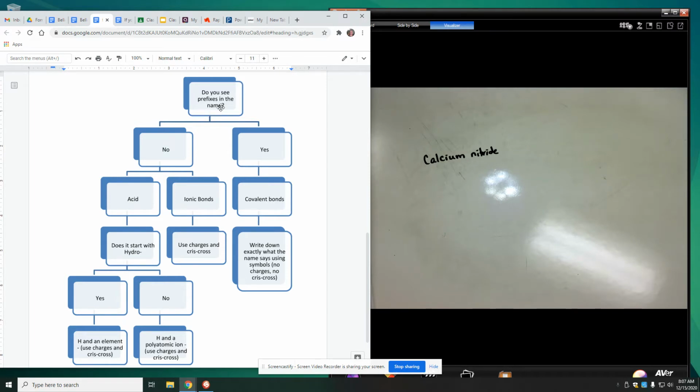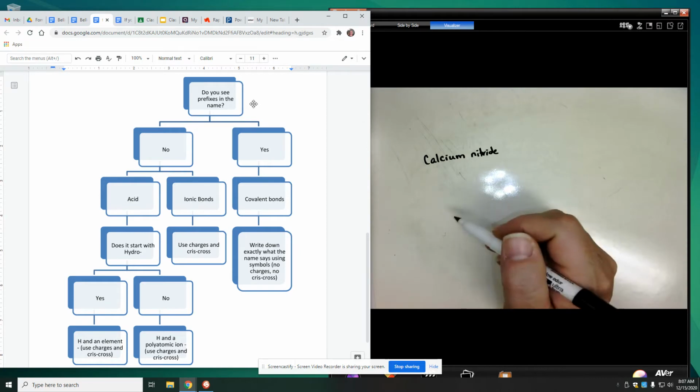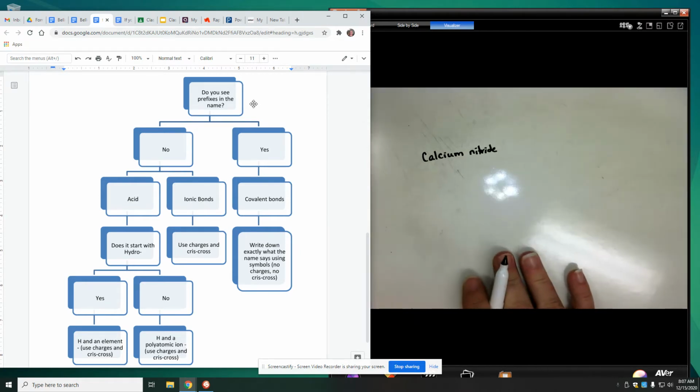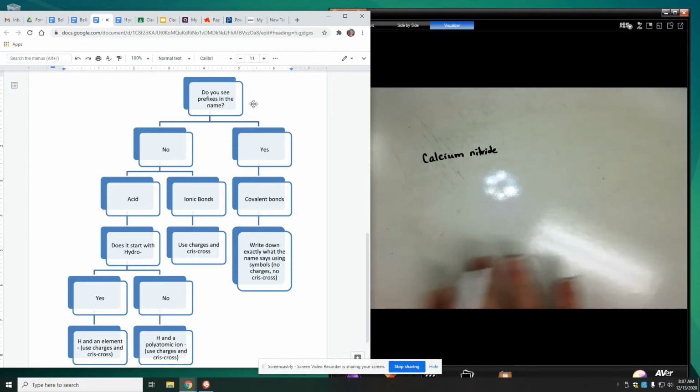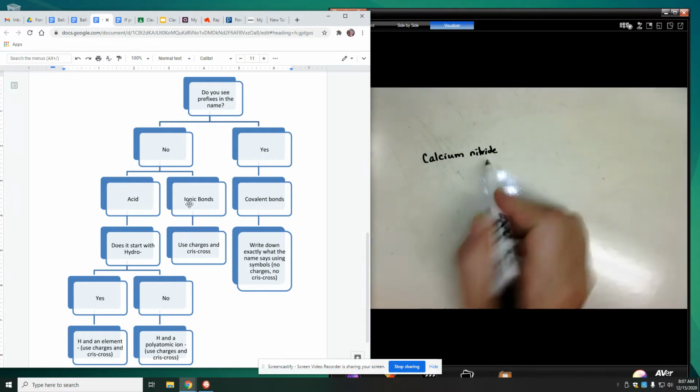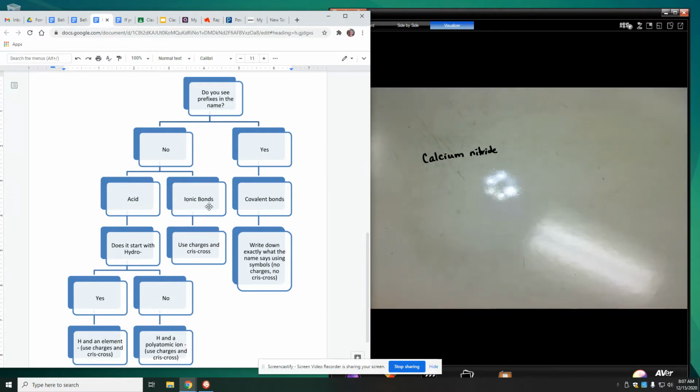So it's going to start here with: do you see any prefixes in the name? And by prefixes, I mean di or tri or something along those lines, or tetra. So in this case, I don't see any prefixes, so the answer is no. So it's either an acid or an ionic bond. When I read this, it's pretty obvious that it is not an acid. So we're going to go with ionic.